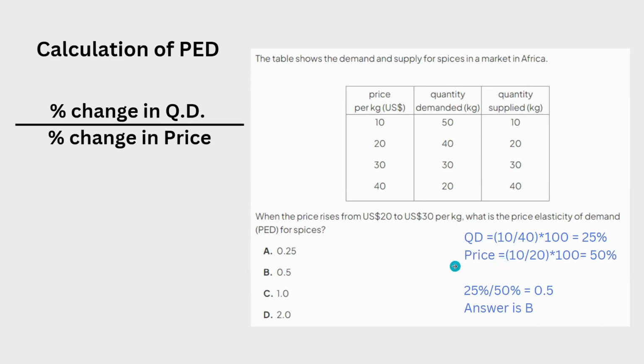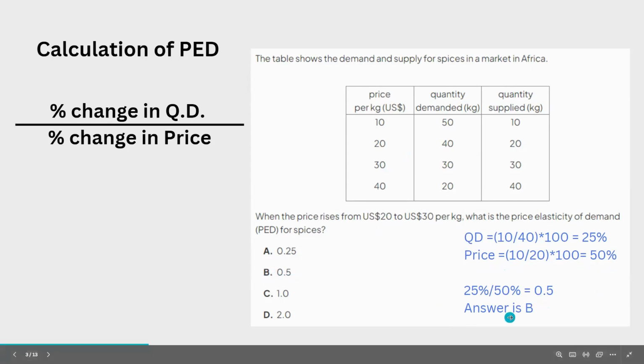For percentage change in price, the difference between 20 and 30 is $10, and the initial price was $20. So we did 10 divided by 20 times 100 to change it into percentage. So we got 50%. So it's percentage change in quantity demanded divided by percentage change in price. So we did 25 divided by 50, and we got an answer of 0.5. So the answer of this is B.